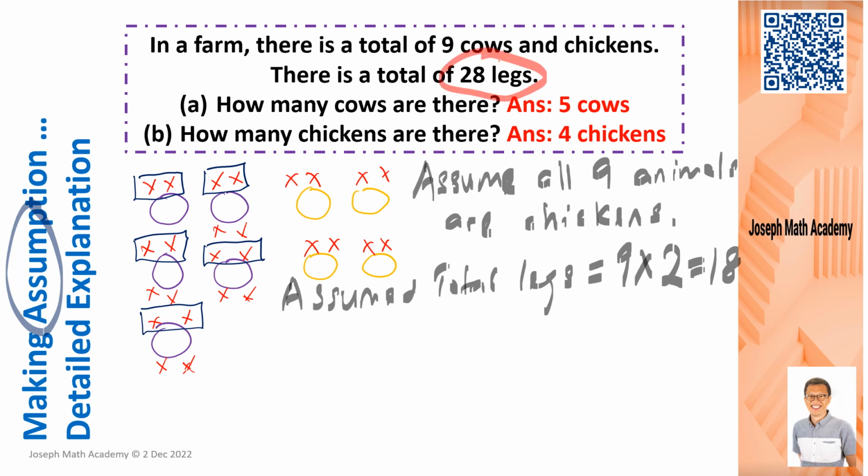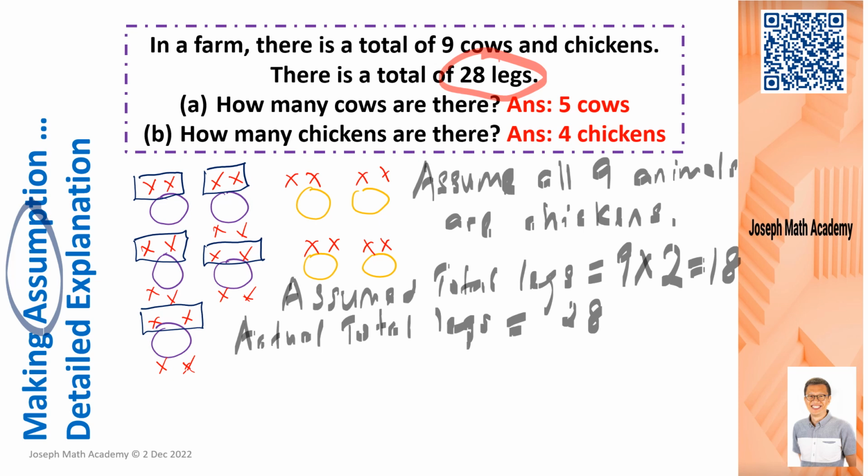Because in the question, there are 28 legs in total, not 18. So let's write down the actual total number of legs in the farm: 28, not 18. It's actually 28. So we have 2 important equations: the assumed total number of legs and the actual total number of legs.